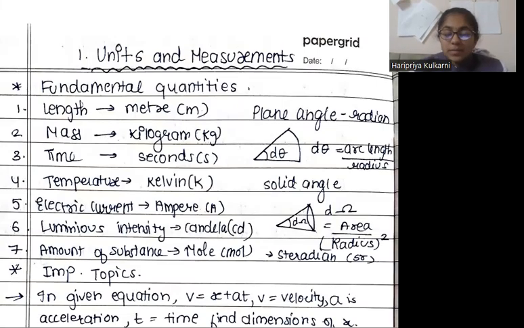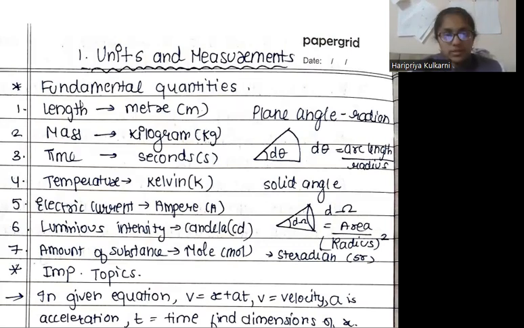Let's start with units and measurements today. Coming to the first topic, that is fundamental quantities. So we have seven fundamental quantities with us: length, mass, time, temperature, electric current, luminous intensity, and amount of substance. So we have the respective SI units as well, right?